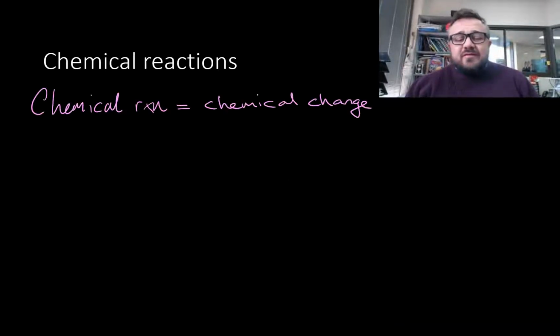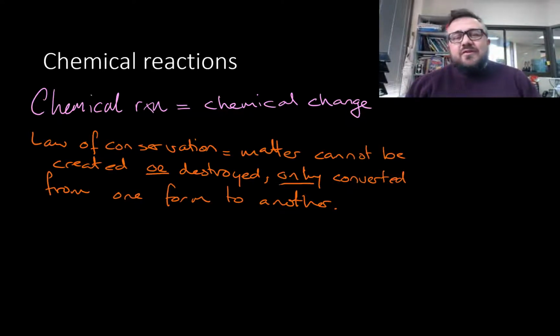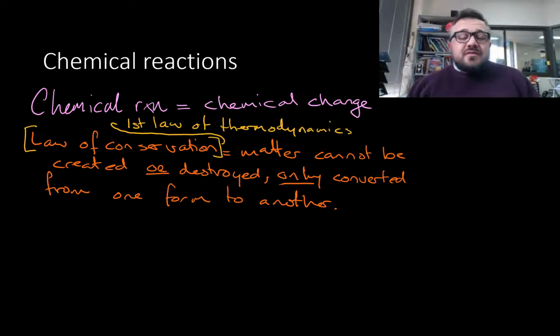So, chemical reactions. Now, a chemical reaction is a chemical change, which means a new substance is formed. So the law of conservation, though, says that matter cannot be created or destroyed. It can only be converted from one form to another. Thus, we can't create new atoms, but we need to move those atoms around to create our new substances. This is also known as the first law of thermodynamics.